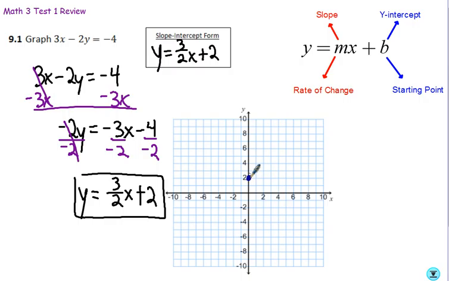And then I've got a slope here of up 3, up because it's positive, and 2 to the right because we always go to the right. So up 1, 2, 3, and over 1, 2. And there's my second point. Just takes 2 points to make a line. So I will go ahead and connect those 2 points. And there's my line. All right, so go ahead and pause now and try the other two problems.